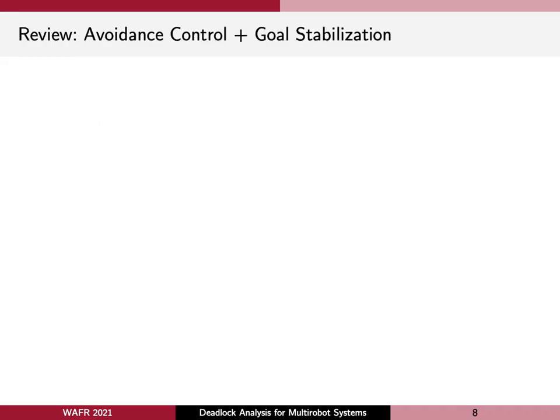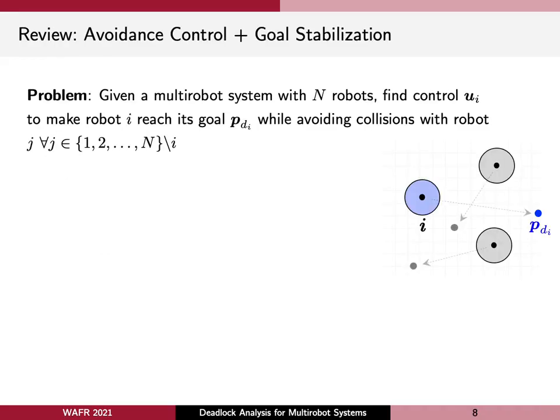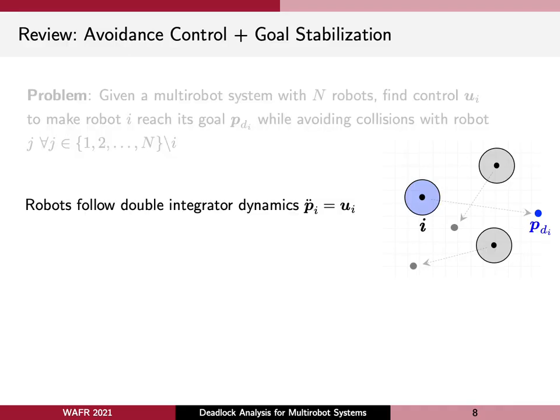The setup is as follows. We have n robots in the plane. Let's just focus on one ego robot, that is robot i, shown in blue here. This robot's problem is to find a control u_i to make it reach its goal p_d^i while avoiding collisions with every other robot. All these robots are acceleration controlled, so they follow double integrator dynamics.